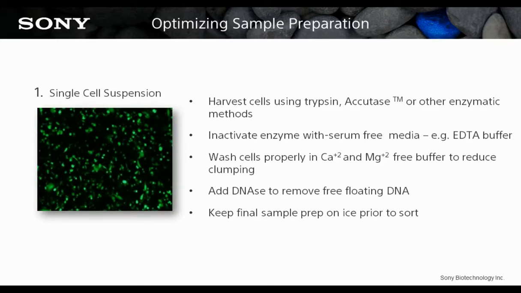So here are some of the recommended approaches to generating a single cell suspension. Number one, harvest the cells using trypsin, Accutase, or other enzymatic methods. Inactivate these enzymes using serum-containing media or EDTA buffer, and then wash the cells in calcium and magnesium-free buffer to reduce clumping. Finally, add DNase to remove any free-floating DNA and keep the final sample prep on ice prior to sorting.